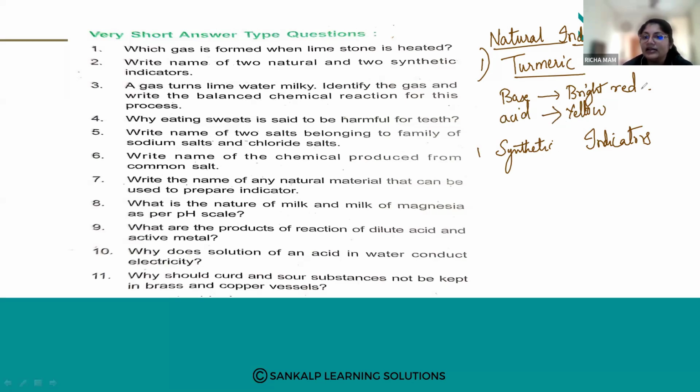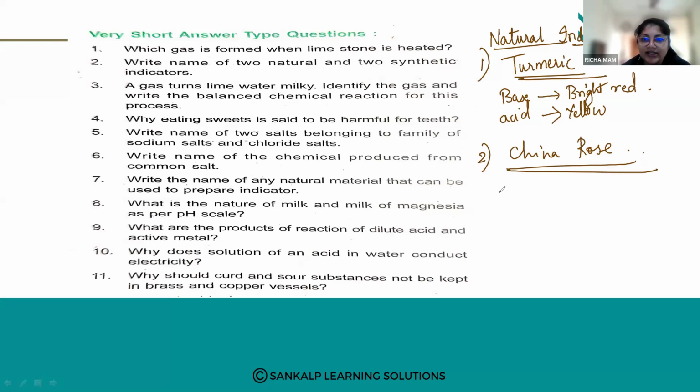Then another natural indicator you can take is China rose. China rose is also a natural indicator. It produces a red color when its petals are soaked in water. It looks like a hibiscus flower. They have asked you two natural indicators, so just tell turmeric and China rose are the two natural indicators.